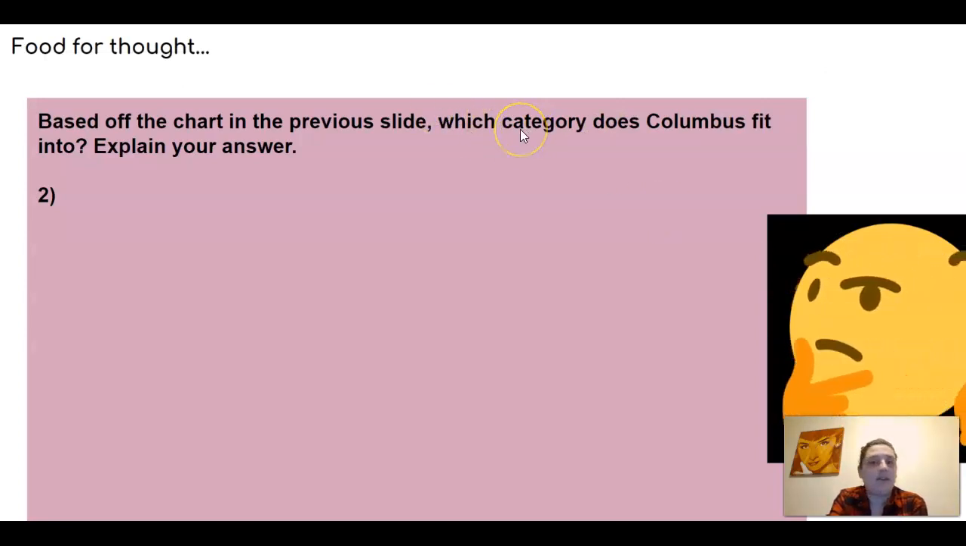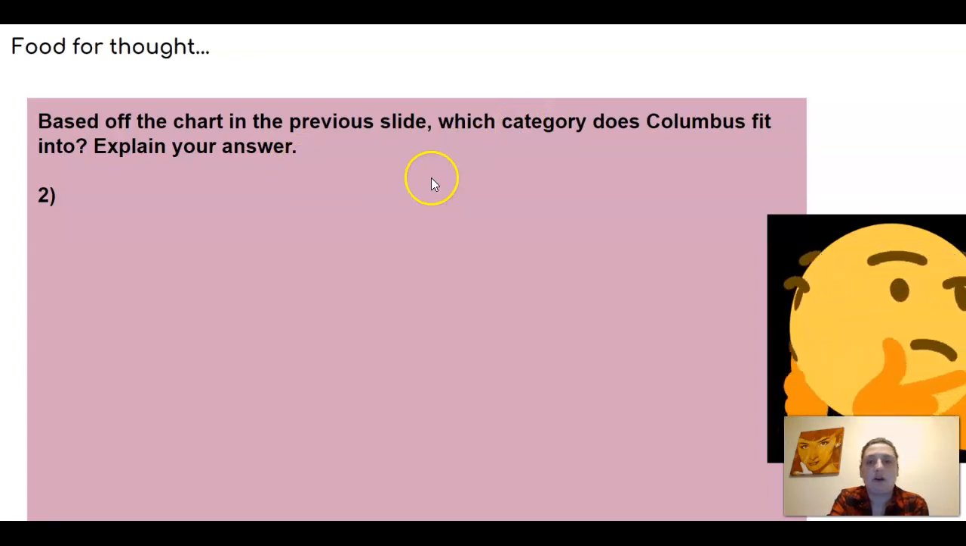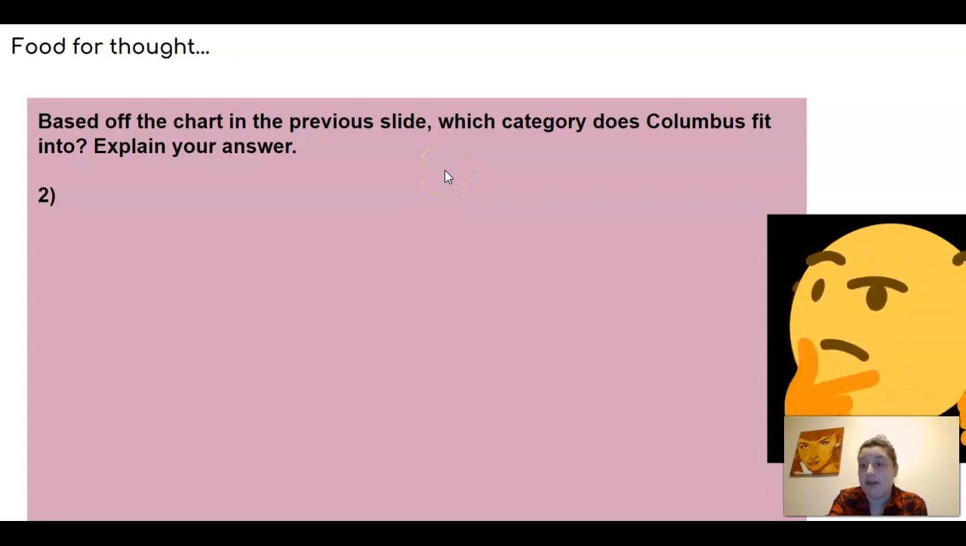So again, thinking into those three categories based off the chart, which category do you see Columbus fitting into? And then explain your answer.